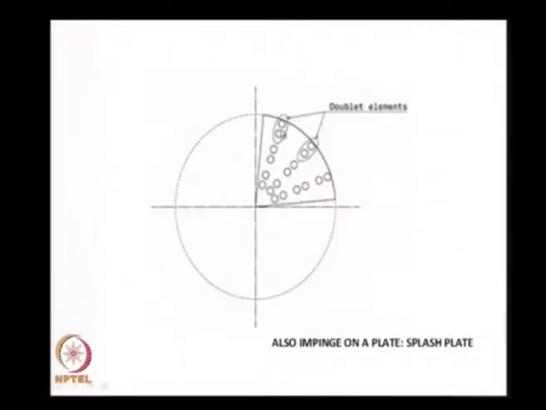This is where we mount the doublets, we put one on top of the other, one by the side of the other, create a fan over here, maybe make this fan interact with this fan, or maybe make this fan interact with the other. Well, this is the doublet injector.